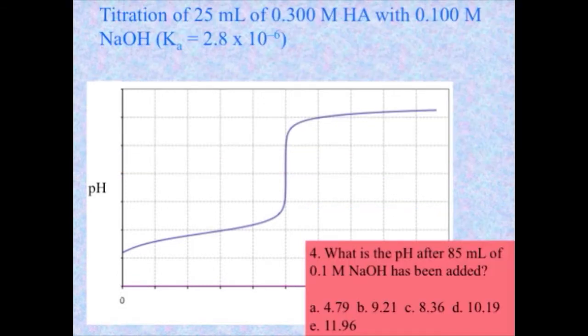So here's our last question in this series. What is the pH after 85 milliliters of 0.1 molar sodium hydroxide has been added? Do the calculation, come back, and we'll discuss it.